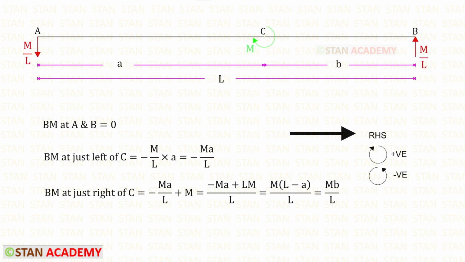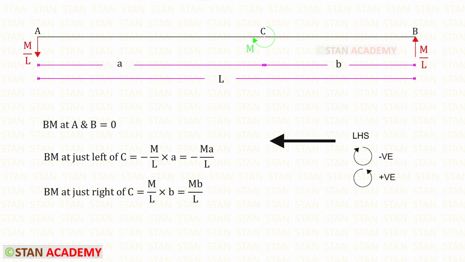To find the moment at just right of C, with this, we have to add the concentrated moment. It is acting in the clockwise direction, so it will be positive. For these two, we can take LCM. We can take M outside. L minus A will be B. So we will get MB upon L.